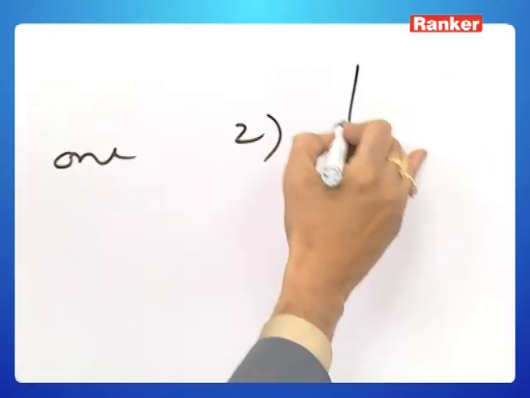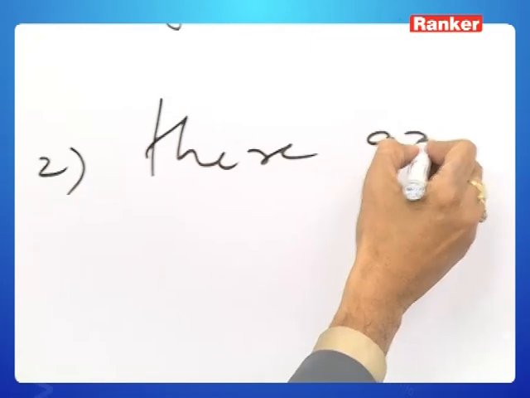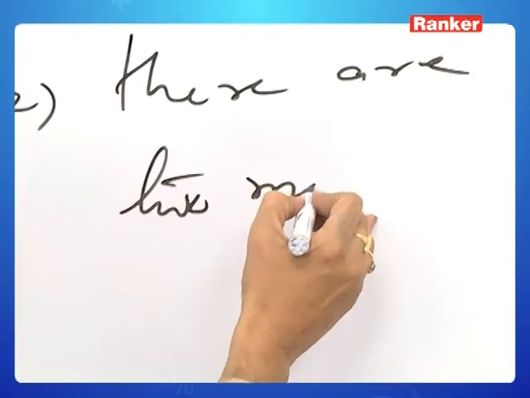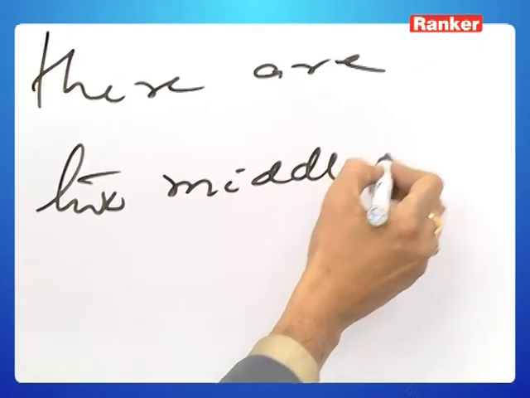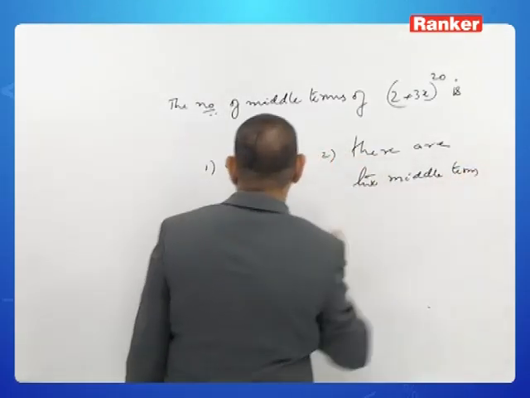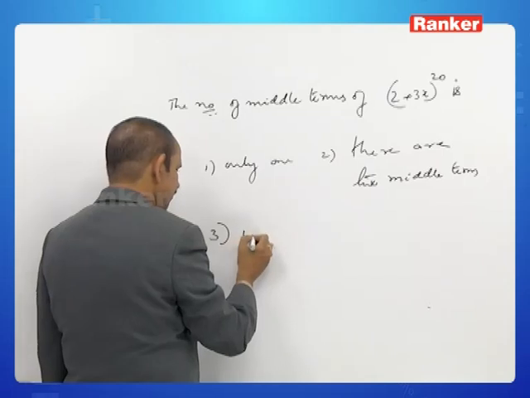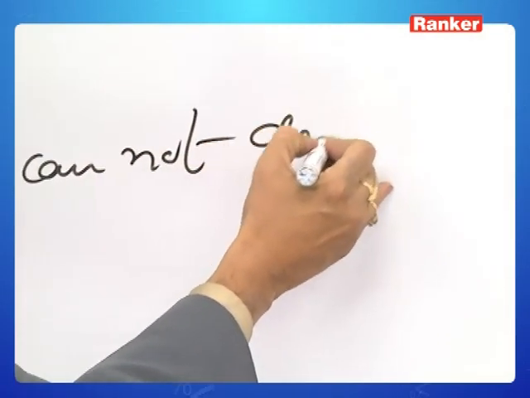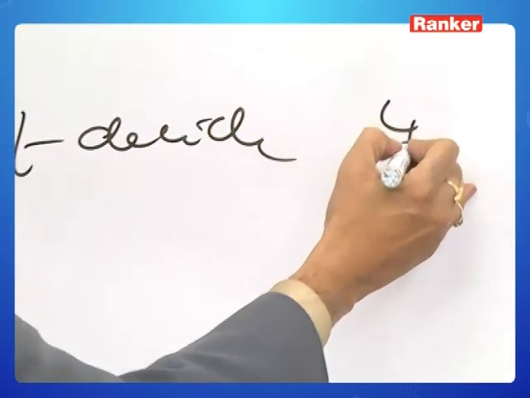Second option, there are two middle terms. There are two middle terms. Third option, we cannot decide. Fourth option, none.